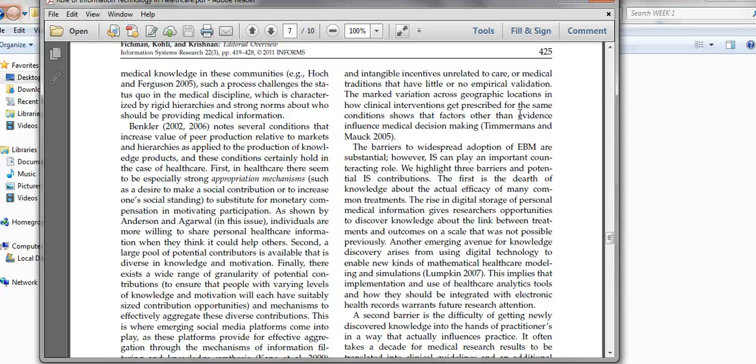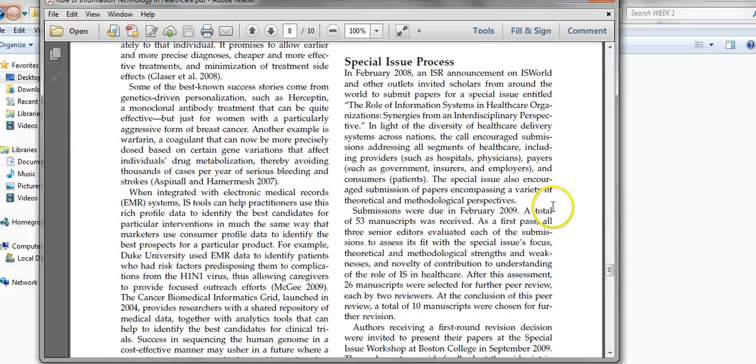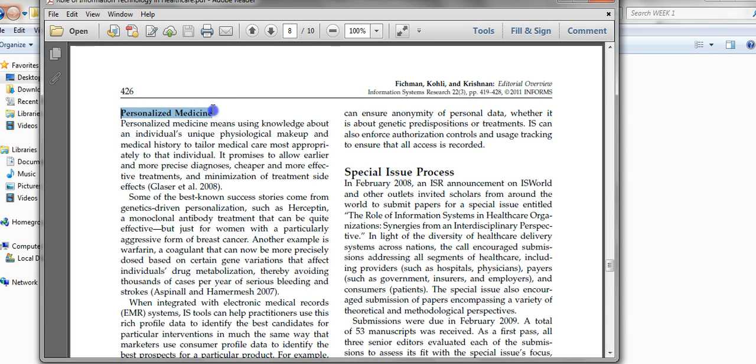So if we introduce a technology to take care of diabetic patients, how many patients, in what time period, are able to see an improvement in their diabetic condition? Do we have empirical validation or evidence for that? If we have it, that's part of your evidence-based medicine. So this chapter, personalized medicine, again, means using knowledge about an individual's unique physiological makeup and medical history to tailor treatment to his or her likes or dislikes. A lot of people like to call this patient-centric treatment, where you really have the involvement of the patient.